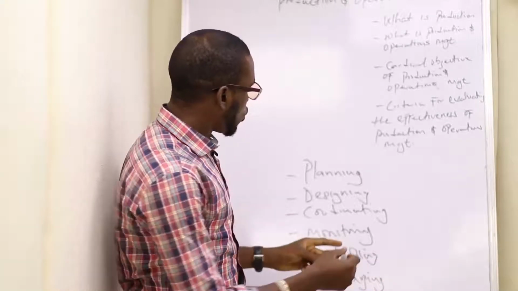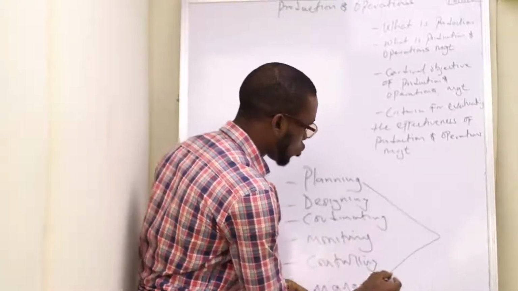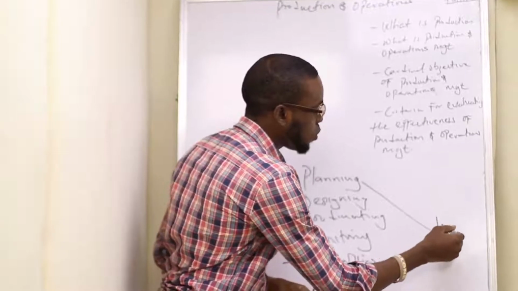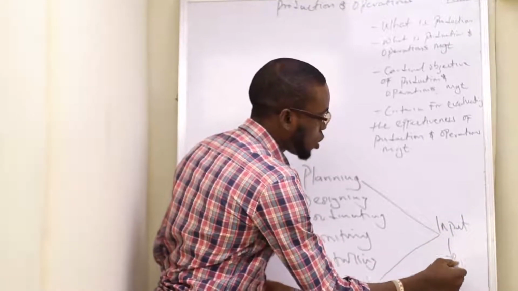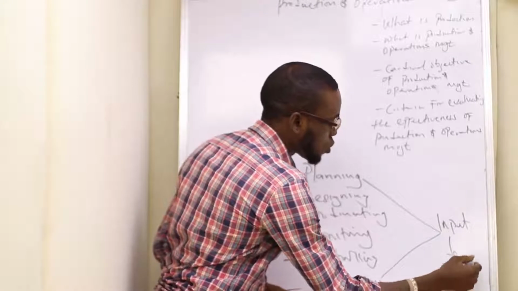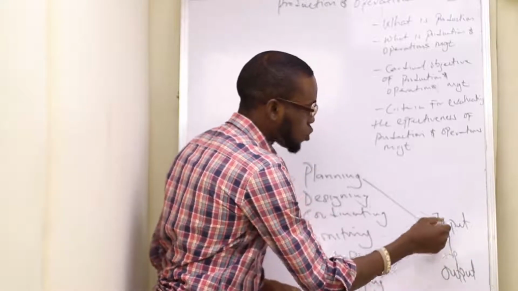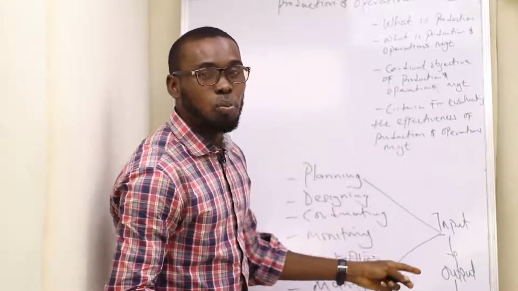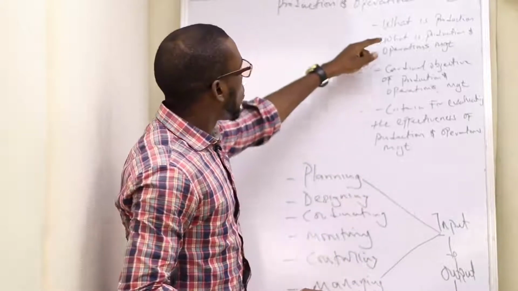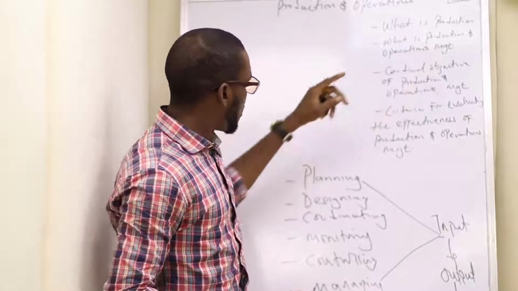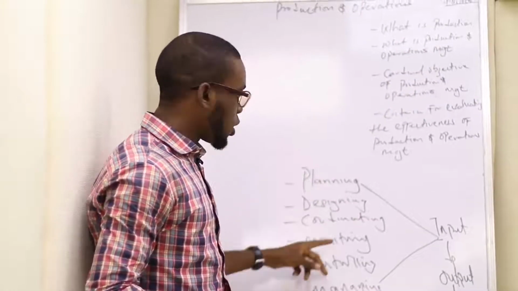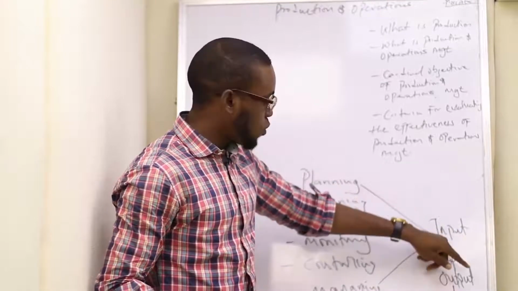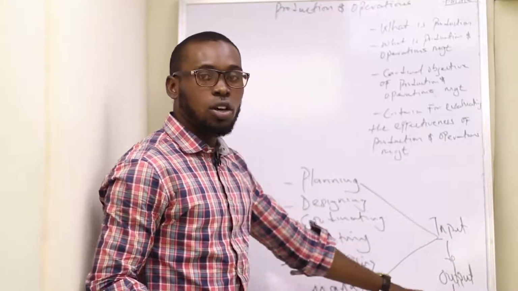Now, having gone through this whole process, they are doing this in order to be able to convert inputs into outputs. And if you convert inputs into outputs, don't forget you are doing it for one purpose, for economic value. So operations and production management is simply this process of converting inputs to outputs to create economic what? Economic value.